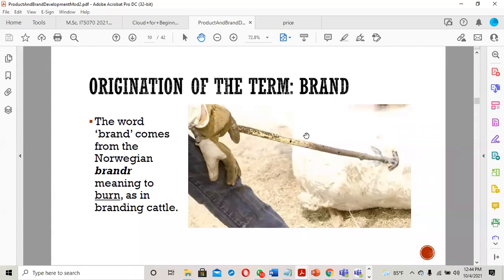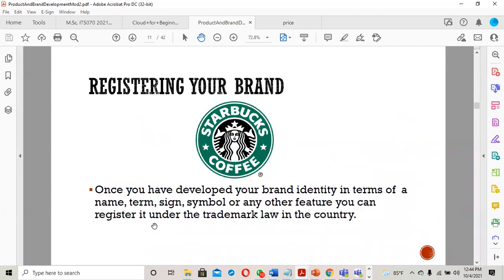Now, where does this name come from? The origination of the term brand comes from this Norwegian term brander, meaning to burn, like, you know, branding cattle, for example, to burn something into their skin. That is how this name brand came into being. And once you have a brand, you can register your brand under whatever trademark law prevails in the country, so that others cannot use the same trademark, same name, things like that. Okay.